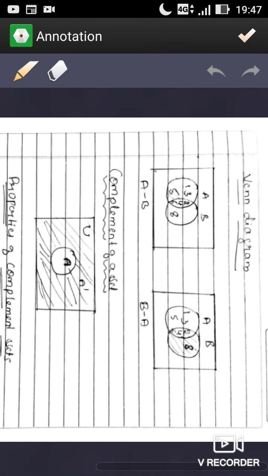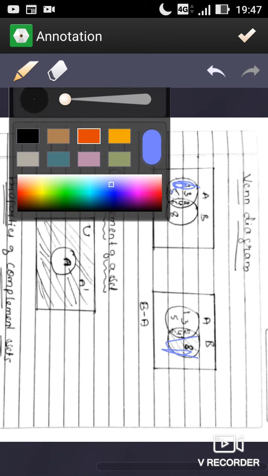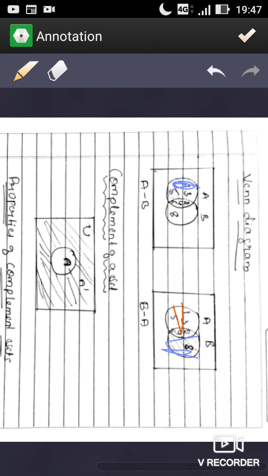This is a Venn diagram representation of A minus B. A minus B means we take this part only. B minus A means we take this part only. We have to remove this part. We are not considering this part. We are considering only this part. So 1, 3, 5 are the A minus B elements. The B minus A element is only 8.